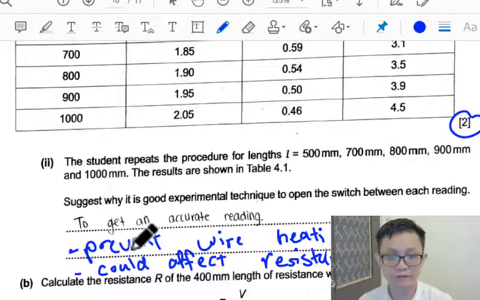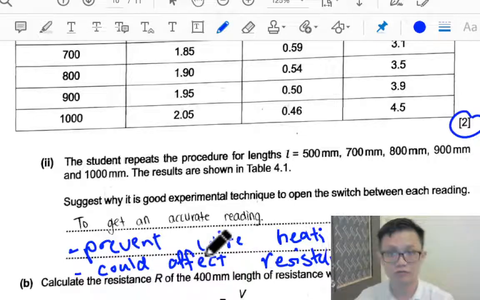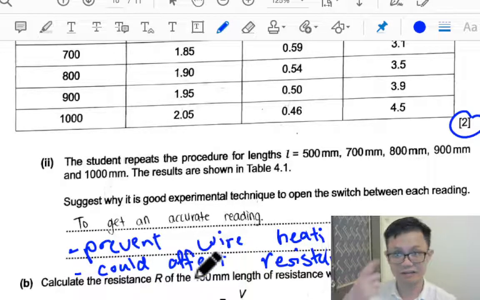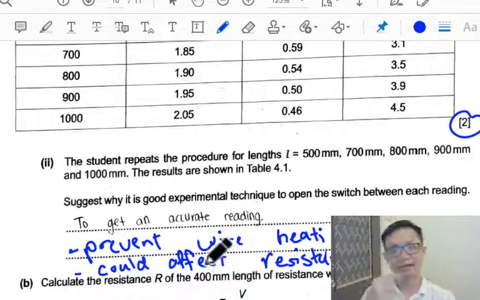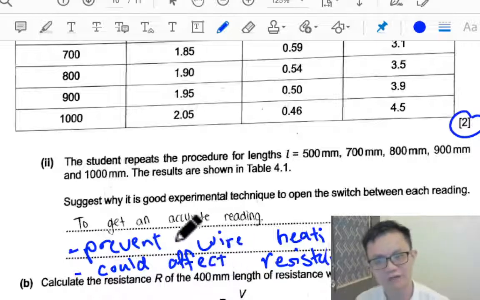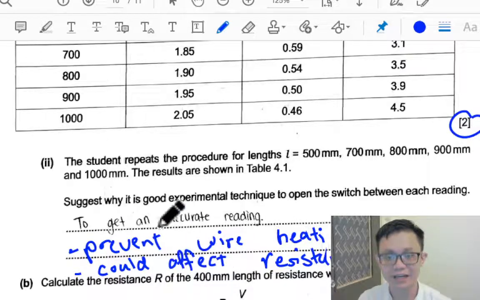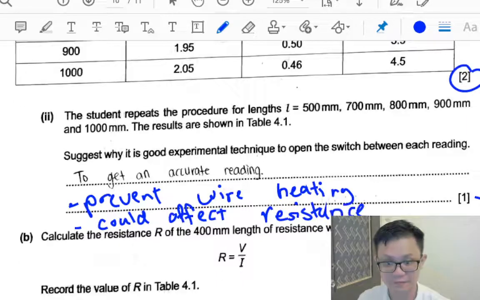Because you want to prevent the wire from heating, as it will affect the resistance. If you close it too long, it will become hot, and then the resistance might increase. As the resistance increases, it might snap, or it is not accurate anyway when you do that. So of course, to get an accurate reading. But why can you get an accurate reading? Because it prevents the wire from heating, as it could affect the resistance.